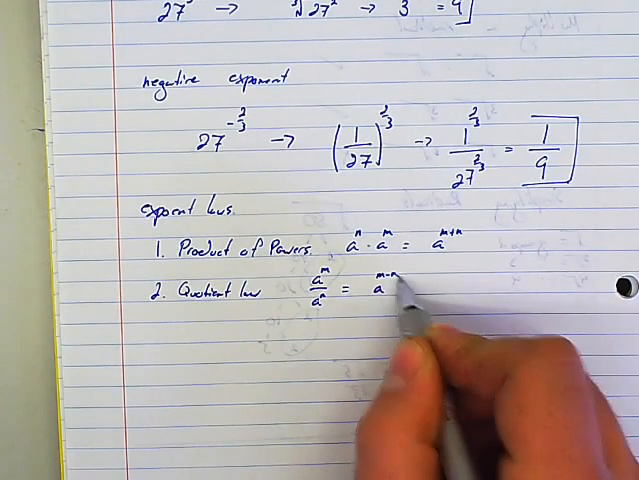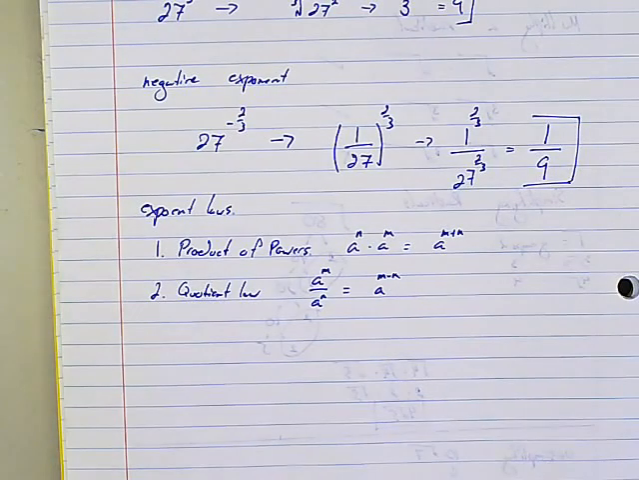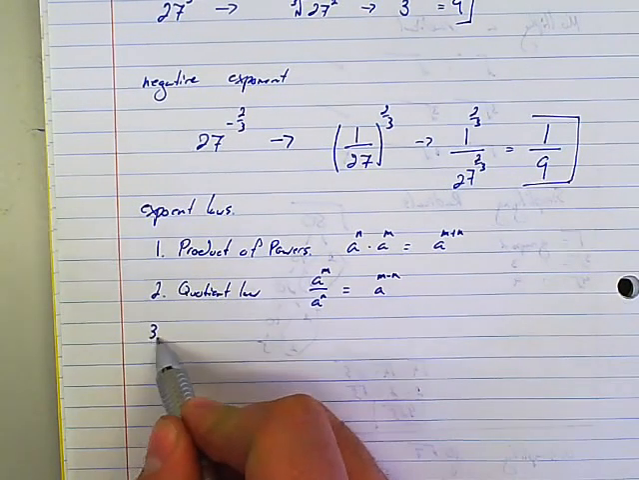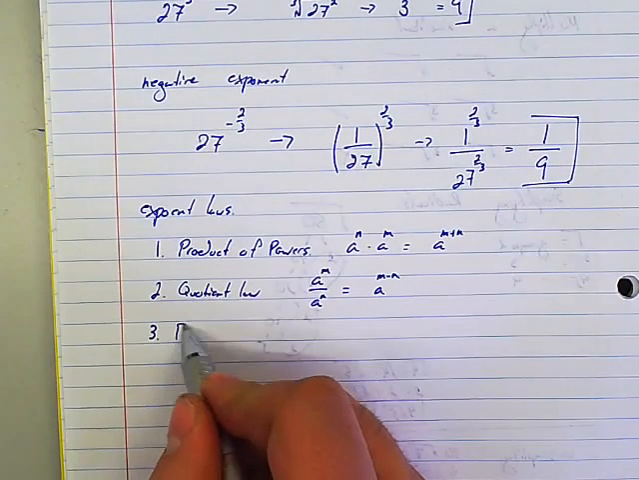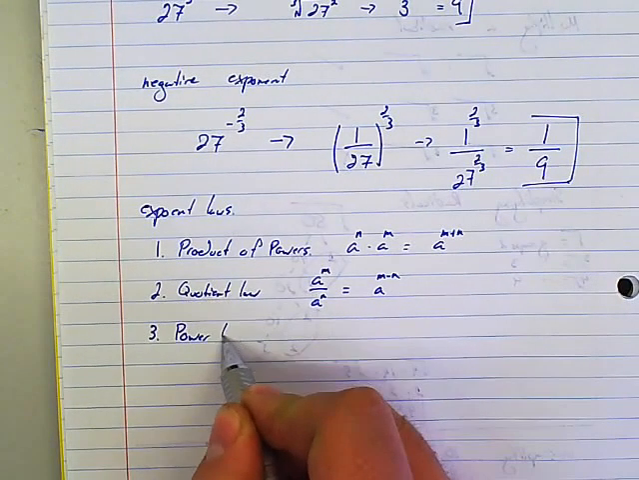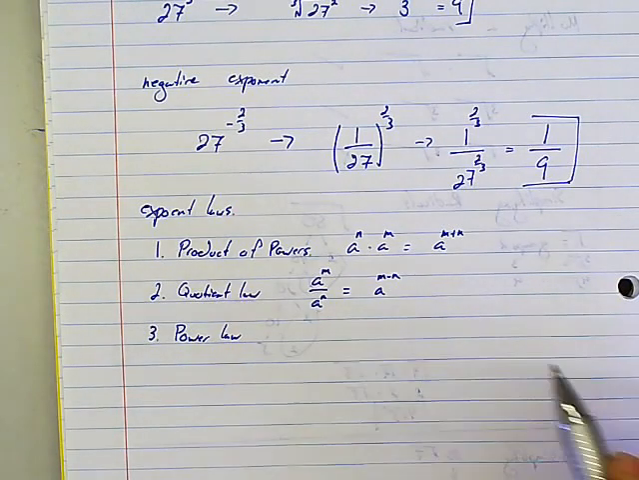Our second law was the quotient law. This stated that a to the power of m divided by a to the power of n equaled a to the power of m minus n.